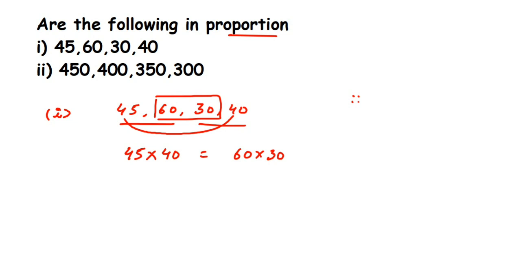So 45 into 40, when you multiply, you're going to get the answer 1800. Similarly, when you multiply 60 and 30, you're going to get 1800. So we can say that yes, they are in proportion.